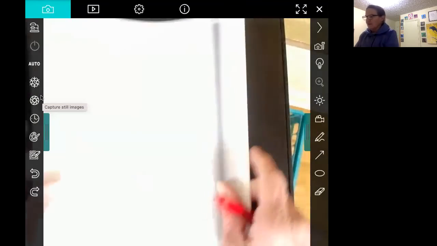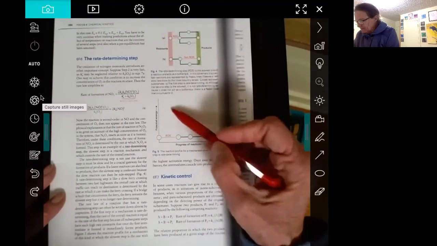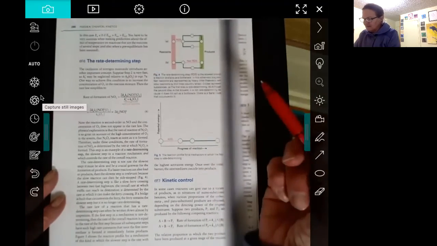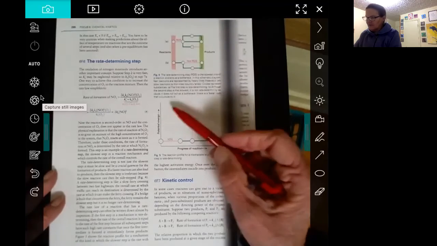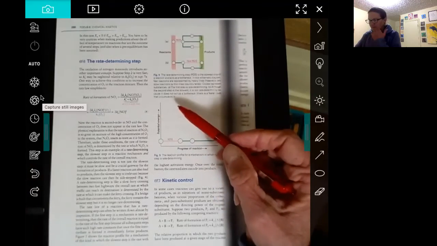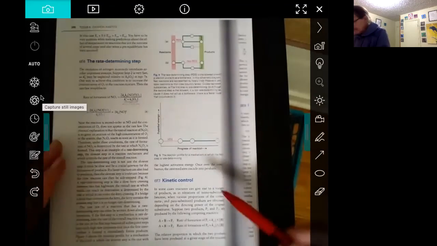The rate determining step. I think you've thought a lot about that probably in Orgo. And that simply is the step that has the highest activation barrier. Higher the activation barrier, the slower the rate, smaller the rate constant.